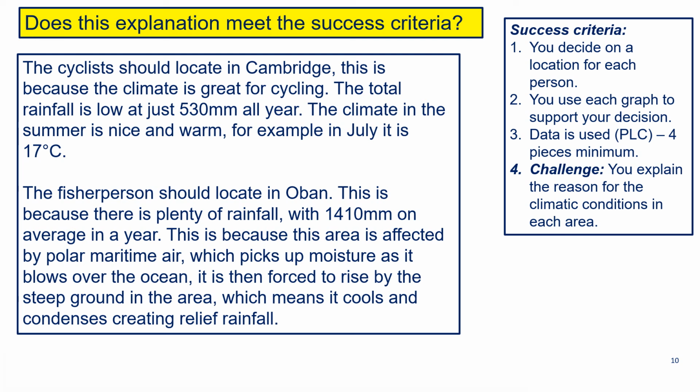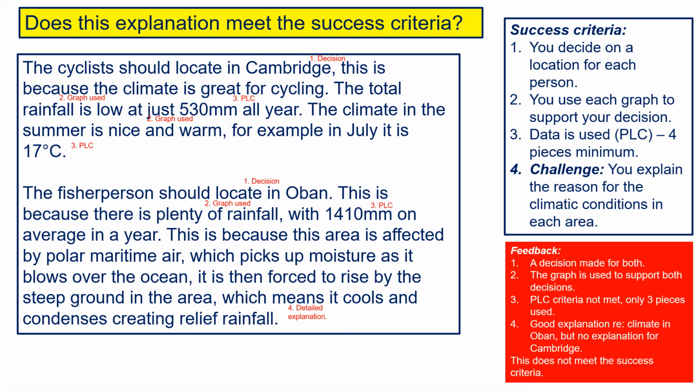That's fantastic. So let's have a look. In the first paragraph, they've made a decision. They've used data from the graph, and they've given some PLC. Second paragraph, they've made a decision, they've used the graph, they've used PLC, and they've given a very detailed explanation, which is fantastic. So overall, a decision was made for both. The graph is used to support both decisions.